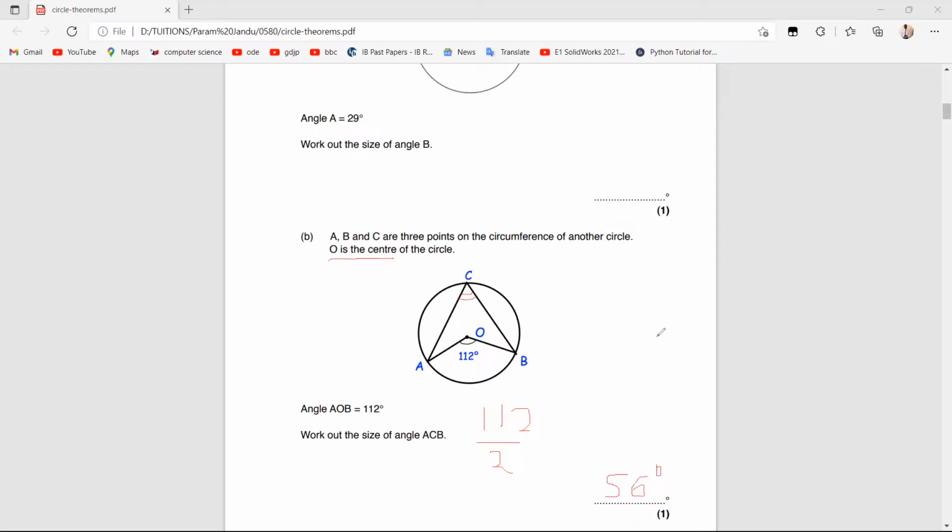Please, if you do not understand this, I would recommend you watch the second video on circle theorems. I'll paste the link in the description. So the size of angle ACB is 56 because it's half of the angle made at the center by AB. Let's move on to the next question.